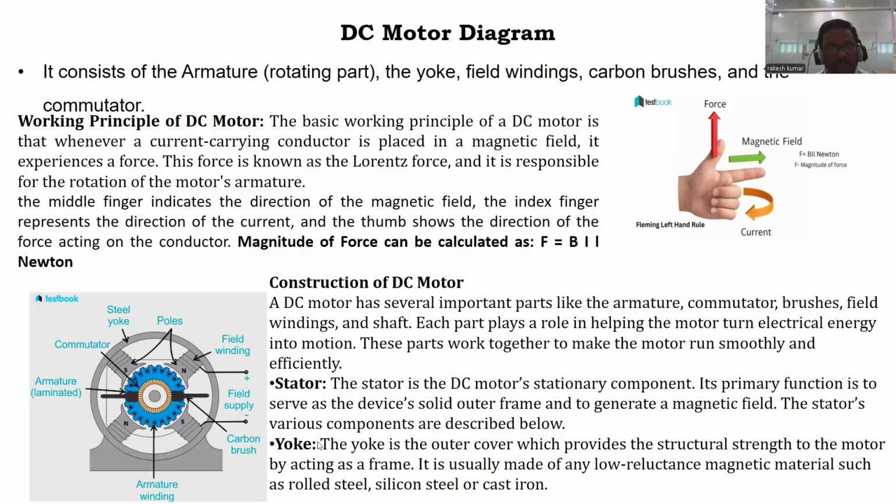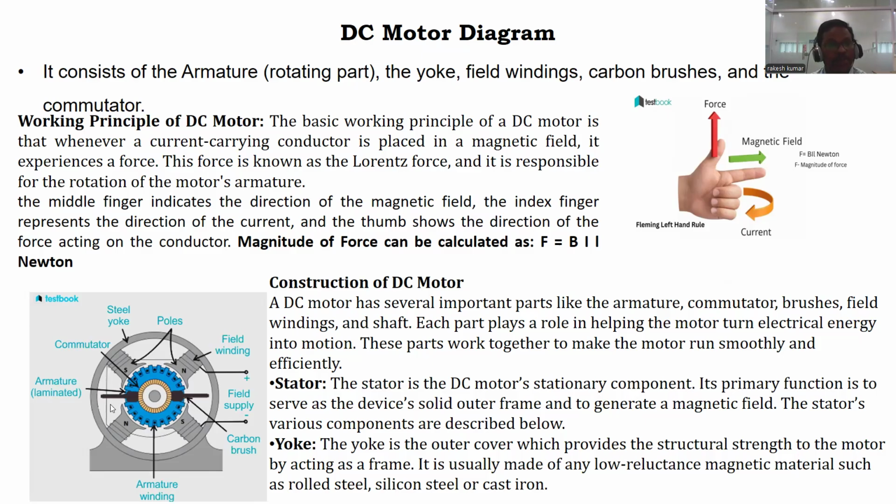Coming to the construction of the DC motor, a DC motor has several important parts like the armature, commutator, brushes, field windings, and shaft. Each part plays a role in helping the motor turn electrical energy into motion. These parts work together to make the motor run smoothly and effectively. The main part is the stator. The stator is the DC motor's stationary component. It is fixed in one place. Its primary function is to serve as the device's solid outer frame and generate the magnetic field. The stator's various components are described below.